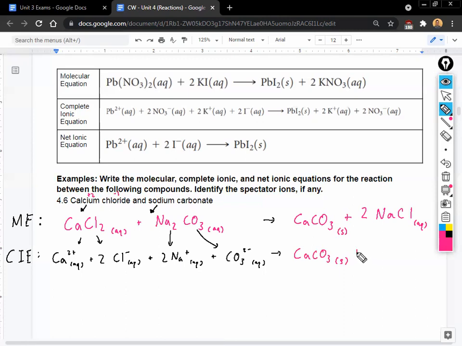Okay, so if we break down NaCl, that means we're gonna get 2 Na+, and it's gonna be aqueous, plus 2 Cl-, which is also aqueous. So if you guys notice, everything that's aqueous, we just break it down into the ions that they are. If it's solid though, it sticks together.